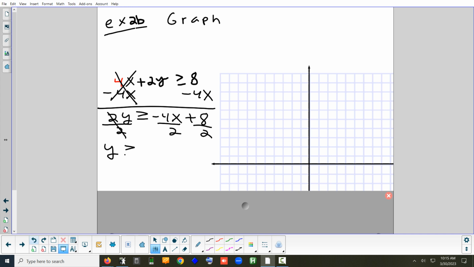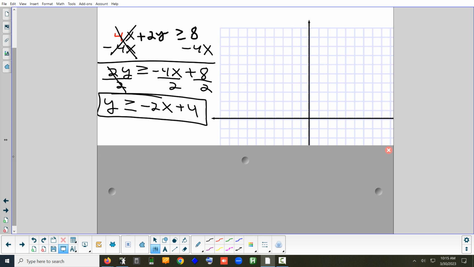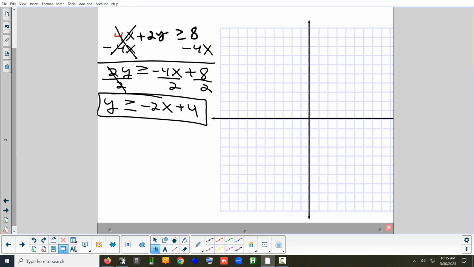Okay, so now we've got y is greater than or equal to. What's negative 4x divided by 2? Yep. Negative 2x. And the last part, what's positive 8 divided by 2? 4. So now you are ready to graph it. So from there, see if you can graph that and then put your line, whether it's solid or dotted, and then shade. But that's the first step you had to do.